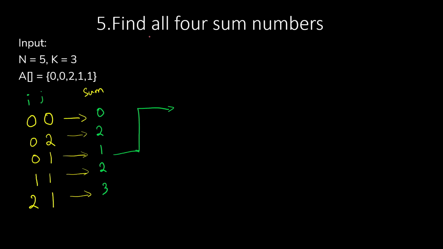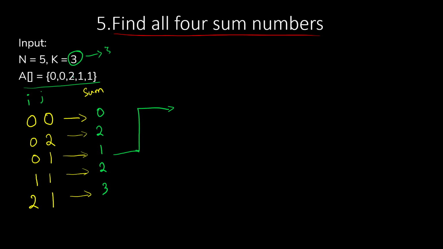Coming to this question 5 here, find all four sum numbers. This question is just saying that we have to find four numbers such that on adding these four numbers will give the value which is equal to k, and k in this case is 3, and we have to find out four numbers from the array A.